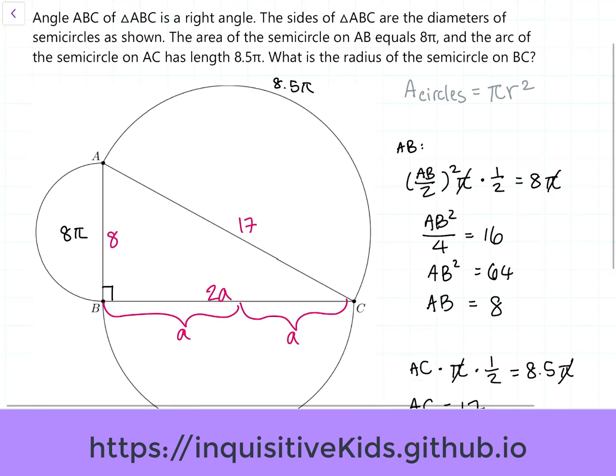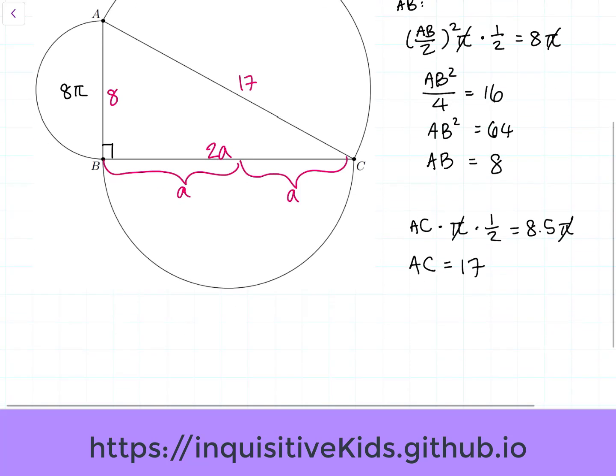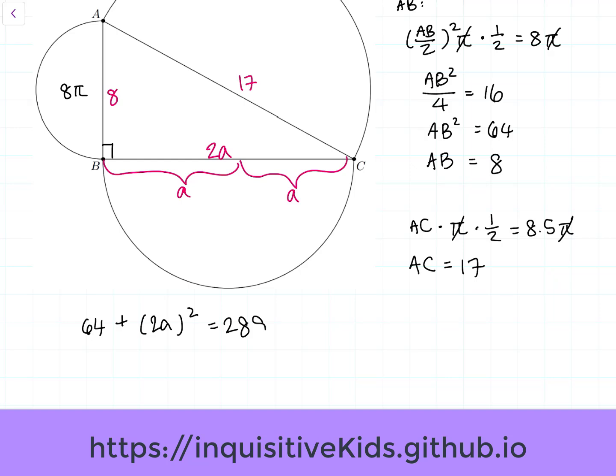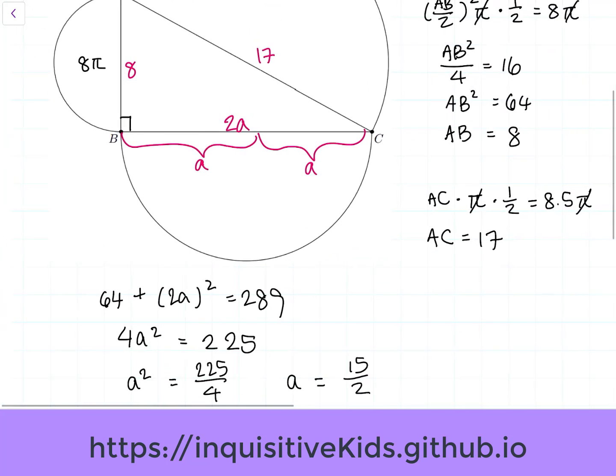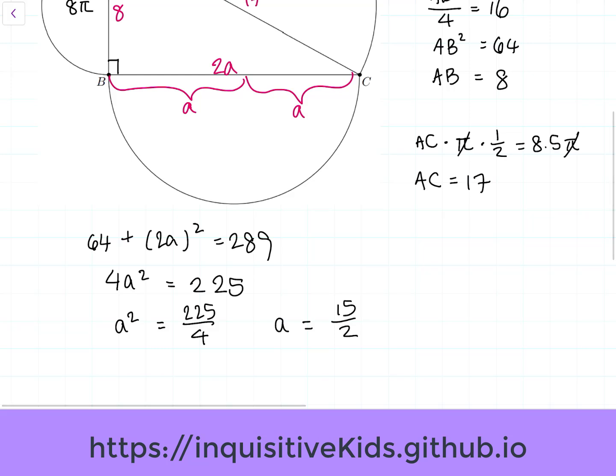Now we can use the Pythagorean theorem to find 2a. So 64, which is 8 squared, plus 2a squared is equal to 289, which is 17 squared. So 4a squared is equal to 225. If we divide 4 on both sides, we have a squared is equal to 225 over 4. So that means that a is equal to 15 over 2. In the end, a, or the radius of BC, is 7.5 or 15 over 2. And that is the final answer.